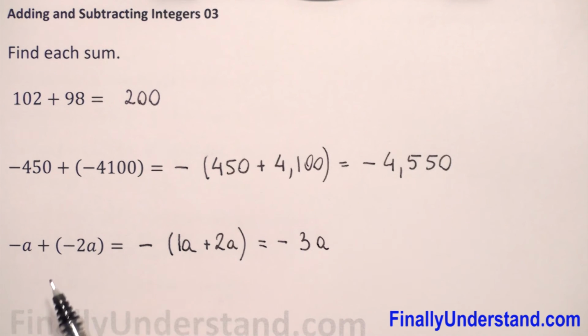One more time. We copy the negative sign because both expressions are negative, and we just add the expression a plus 2a. When we don't have any number before a variable, it is always an invisible 1. So we have 1 plus 2 is 3, and we copy a. This is my solution.